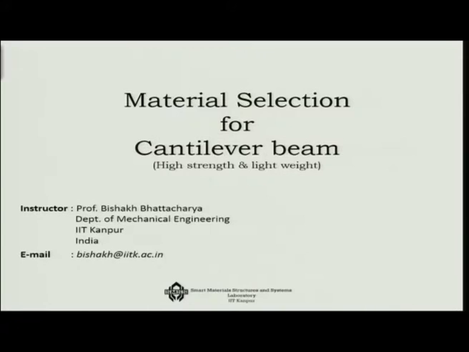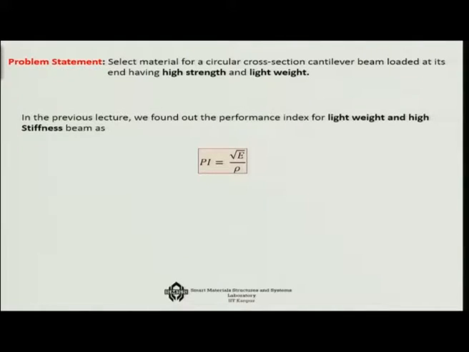In the last class we talked about the material selection for a cantilever beam, and at that time our objective was to get a highly stiff but lightweight cantilever beam. Now in this class we are planning to see the same problem but in a different light. We are going to select material for a similar cantilever beam with circular cross section, loaded at its end, but now our objective is that this beam must have high strength and lightweight.